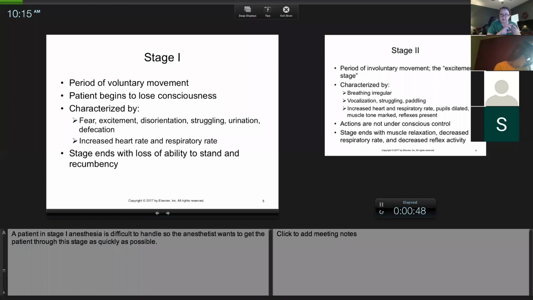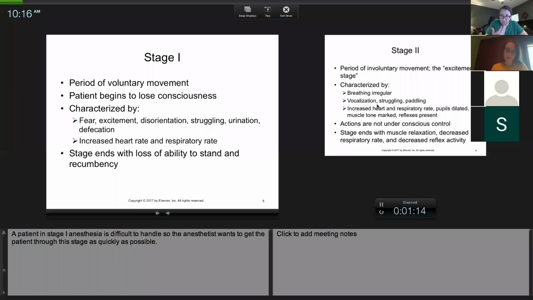So they can be excited, fearful, sedated, struggling. But again, usually their vitals can be somewhat increased. Now they can be decreased. It says increased heart and respiratory rate. It's going to depend on what you gave them. Sometimes they're nervous and they're kind of like, I'm in a cage, I'm in a strange place, my mom left me here, where am I? And you're going to see some of this nervousness.